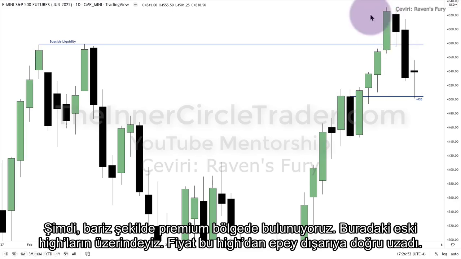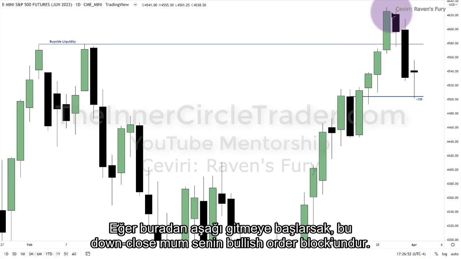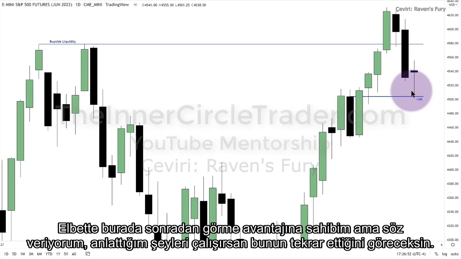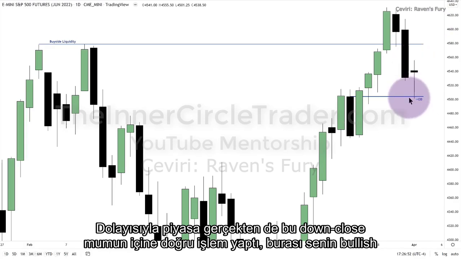Now, obviously, we're in a premium market. We're above our highs here. We really stretched out on the upside. From this high, if we start to go lower, this down close candle is your bullish order block. Okay, the idea of it trading into that down close candle once it goes above these highs, that's favorable. That's something that could potentially happen. Now, obviously, I have the benefit of hindsight here, but I promise you, if you study what I'm teaching you, you'll see this repeating. Okay. So the market does in fact trade down into this down close candle. That is your bullish order block.